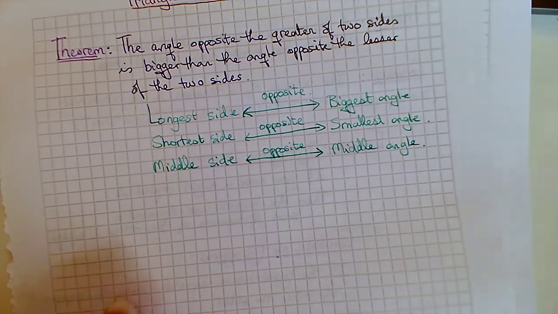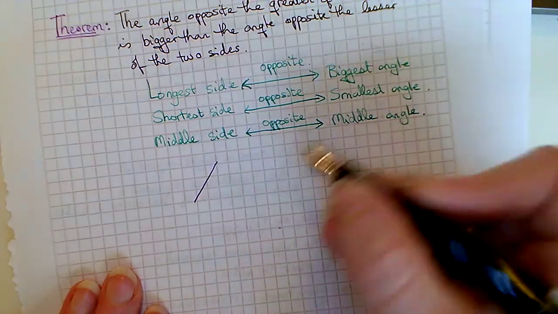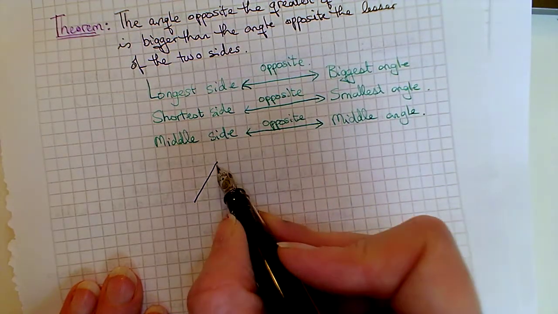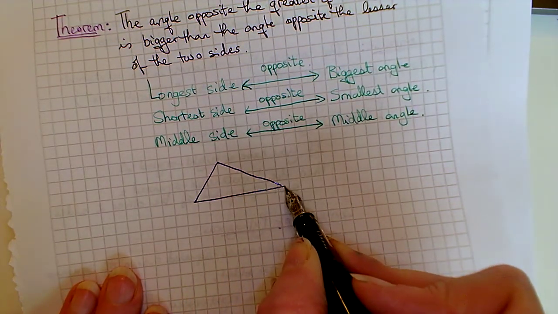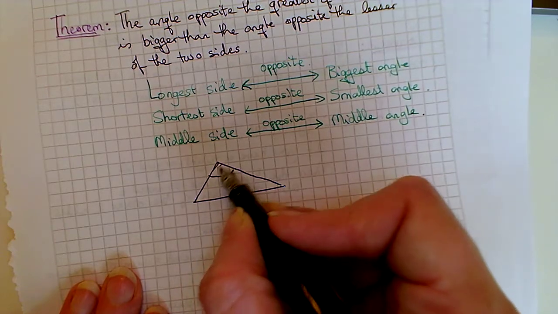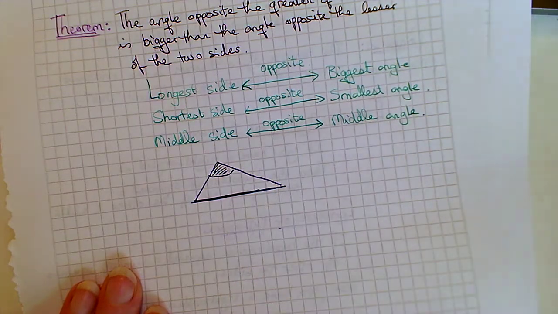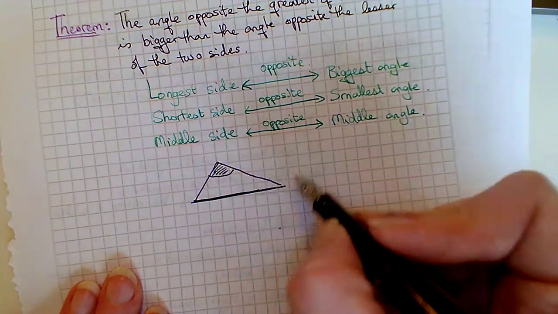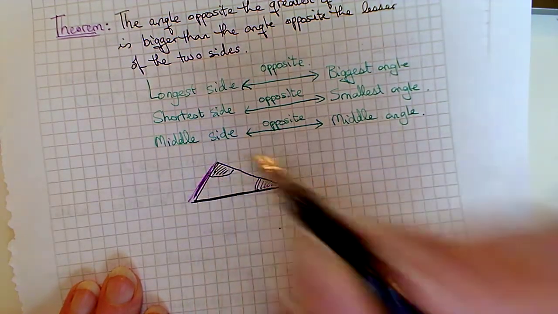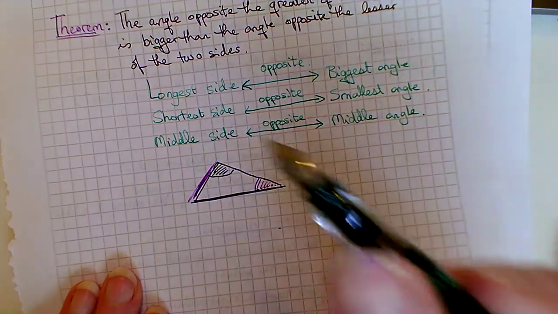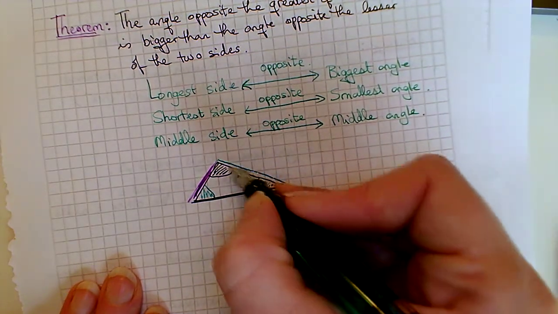And that's fairly obvious if we think of what a triangle might look like. Let's do a short side, medium side, and a long side. So here's my biggest angle, and it is across from the longest side. Here's my smallest angle, pointiest angle, and it's across from the shortest side. And here's the one that's in between, and it's across from the side that's in between.